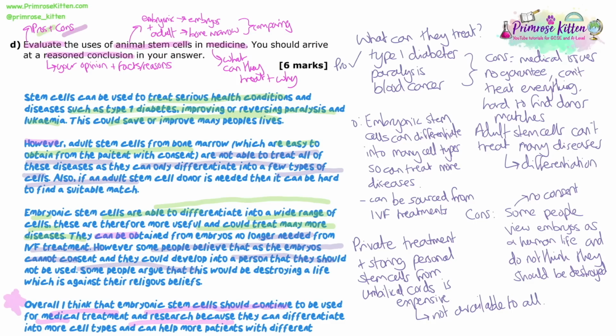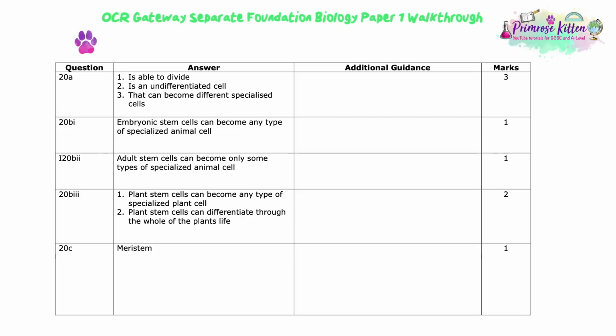Okay, we can have a look at the mark schemes and see what I mean by the leveled descriptors there. Okay, so here's the mark scheme for question 20. So we've got those 3 points for A, where you've got they can divide multiple times or they can keep dividing. They're undifferentiated. That is a key word. You have to have that word to get the mark. You can't have unspecialized because that's not the same thing. Undifferentiated cells and specialized cells are different. So you can see that we've got specialized cells here.